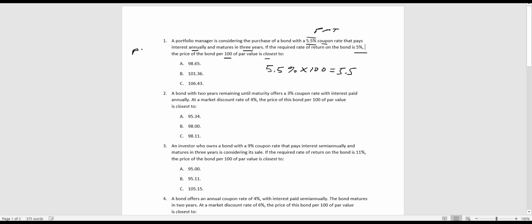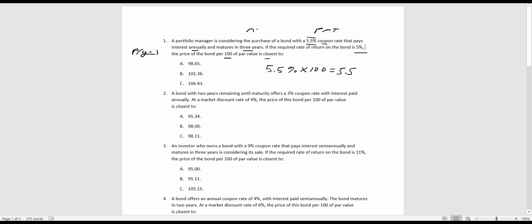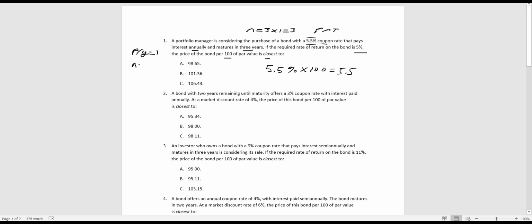Always we set up the P/Y, and that is periods per year equals 1, and then we set up the calculator. We're going to identify the N. Well, the N is 3 years and it's annual, so N equals 3 years times periods per year of 1, so the N equals 3. If we look at the I/Y, that's the market rate or required rate, and we see that's going to be 5%. So N equals 3, I/Y equals 5.